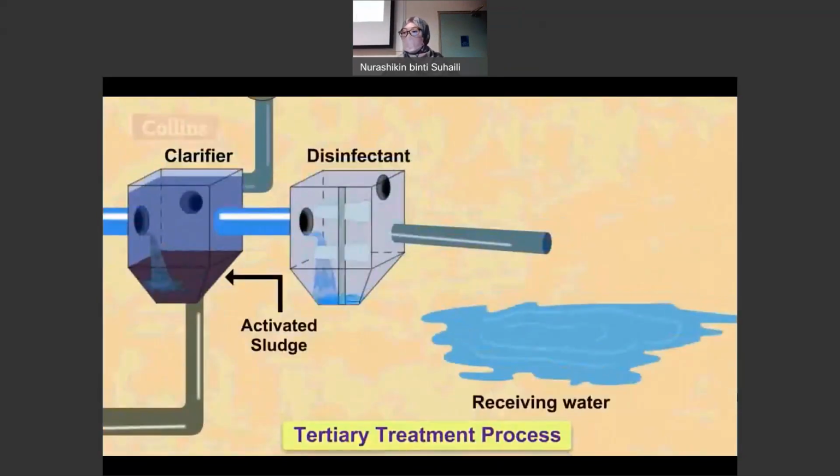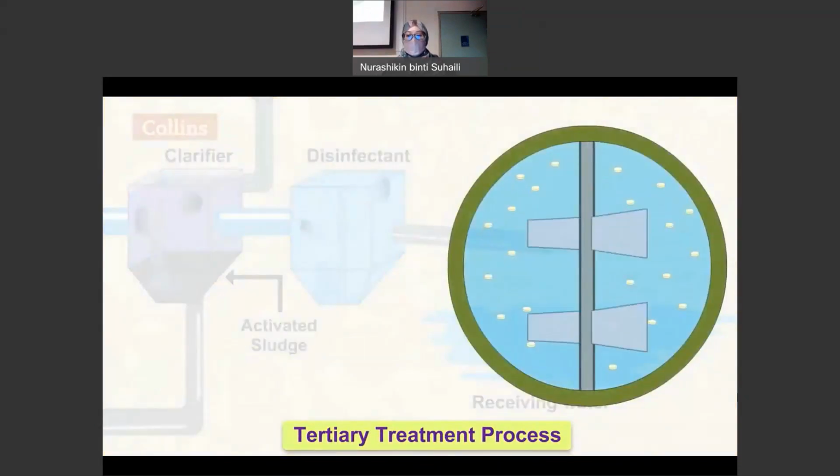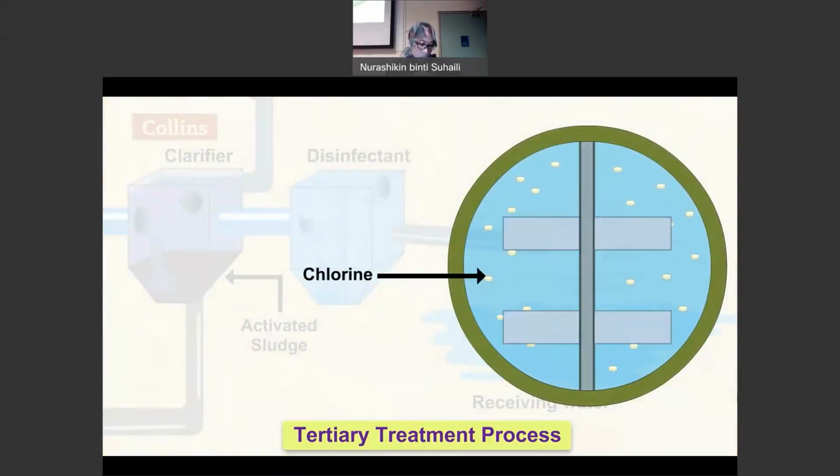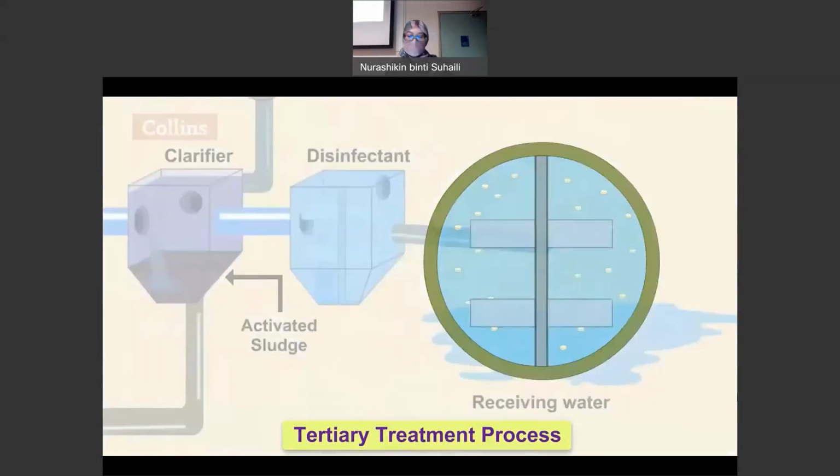In the tertiary treatment process, the leftover wastewater is treated with chlorine to remove the phosphorus compounds, nitrogen compounds, and bacteria. It is a chemical process. Chlorine tablets are added to kill the germs. This process is called chlorination. Then this water is let off into the waterways.